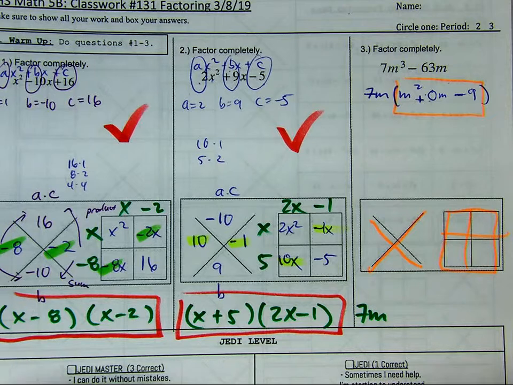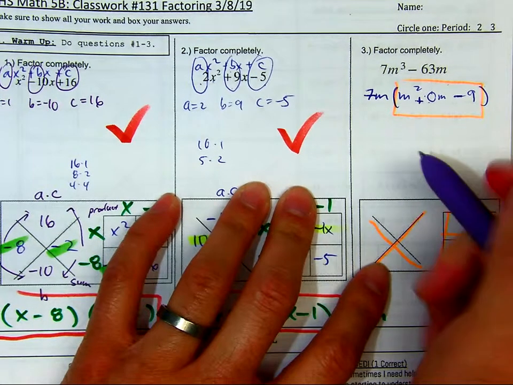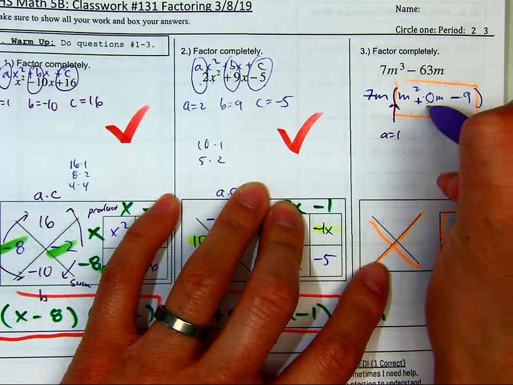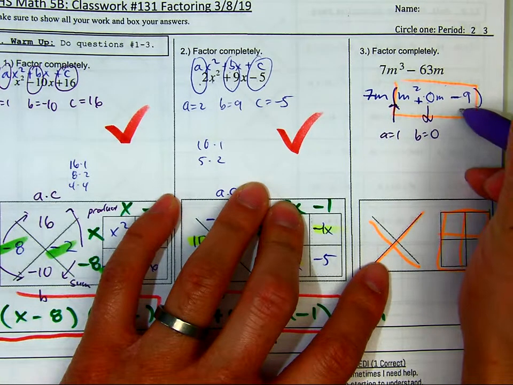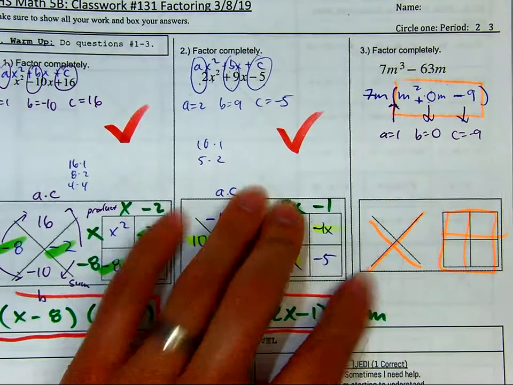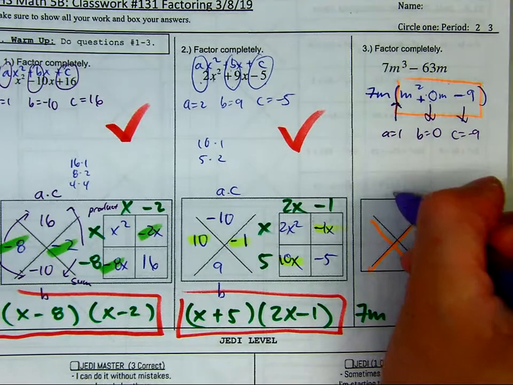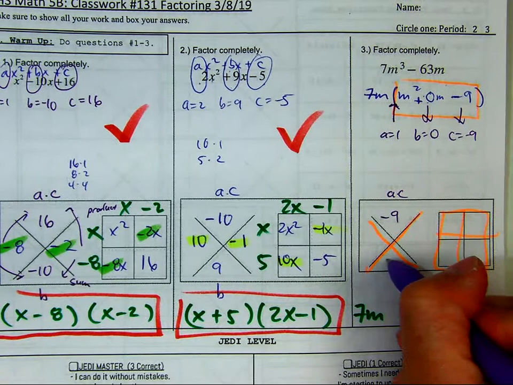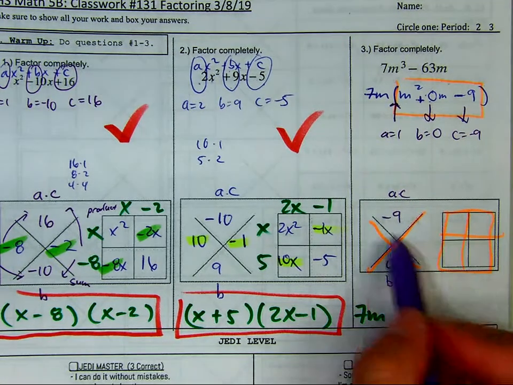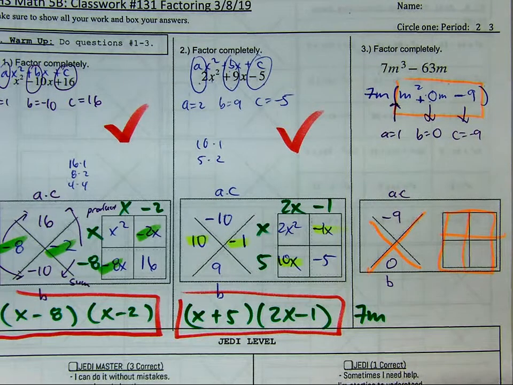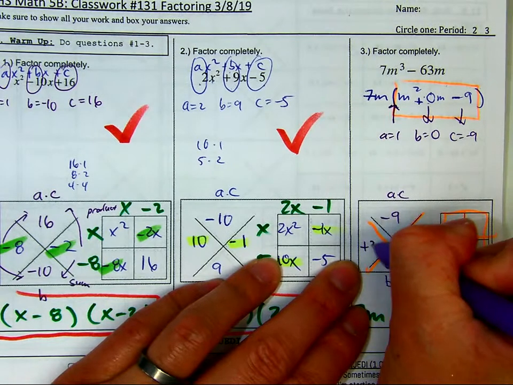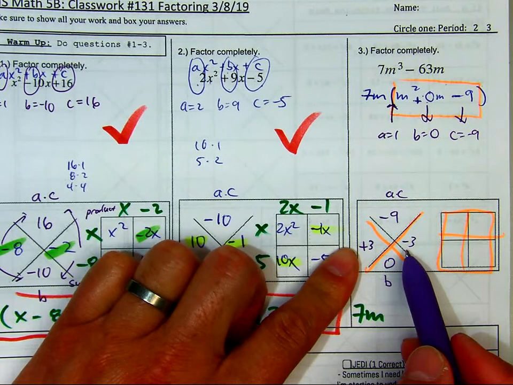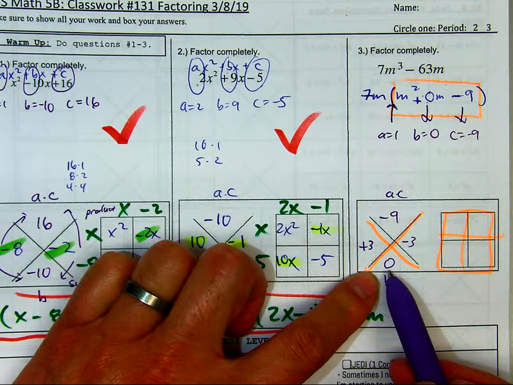Okay, so based on the orange box here, what is my A value? A value is 1. My B value? B is 0. And my C value? C is negative 9. A times C? Negative 9. B value? Two numbers that multiply to be negative 9 but add to be 0. Okay, to make sure that this works, you're always going to pick the same number but they're opposites. Does that make sense? Positive 3 and a negative 3 equals 0, but these will multiply to be negative 9.